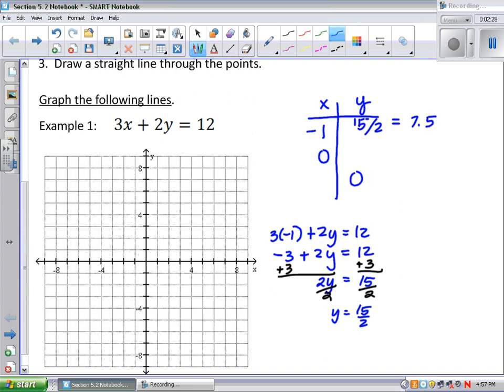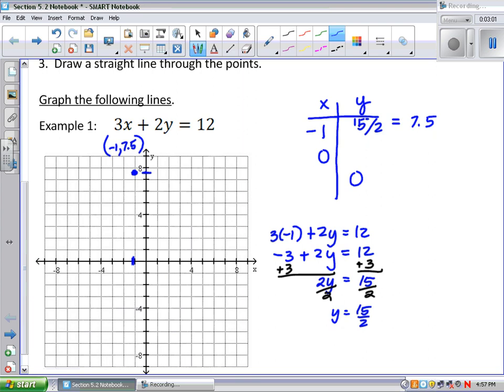So if I want to locate that point on my graph, I go -1 in the x direction. So here's -1 in the x direction, and 7.5 in the y direction is going to be in between 7 and 8. So if I find where that point goes at those two values, x is -1 and y is 7.5, I'll get that point right there. I always recommend to students that they label their points.